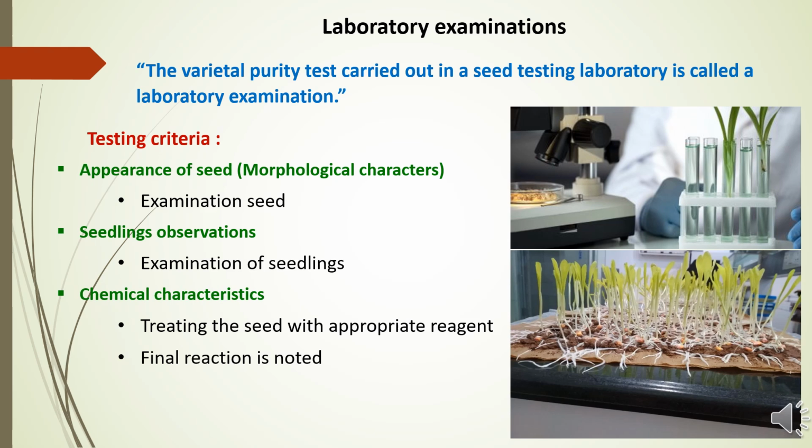The varietal purity tests which are carried out in a seed testing laboratory are called laboratory examinations. The test is based on the appearance of seed, meaning morphological characters. After that, seedling observations or chemical characters. The working sample consists of a total of 400 seeds, with 4 replications of 100 seeds each, taken at random from a subsample drawn in accordance with the procedures defined.